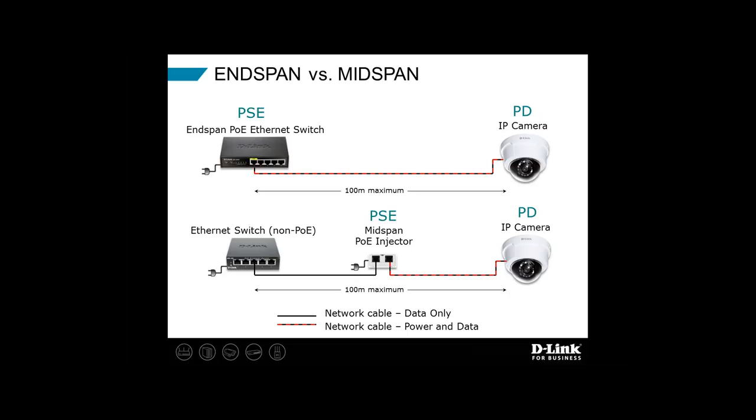Now that PSE, that mid-span, can be located in the middle of the Ethernet link. It can be located over on the left. It can be located over on the right. It really doesn't matter. All it's doing is passively passing through the Ethernet signal, and it's injecting power on that cable. So it doesn't influence the 100-meter maximum that I have from the Ethernet switch on the left over to the IP camera on the right.